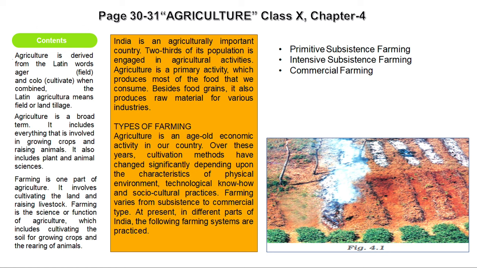Can it be in the northern plain where there is a lot of population density? The answer will be no, because there is a lot of population pressure on that land. So primitive subsistence farming may not be possible there. It will be possible in regions where there is very little population and a vast area of land is available. Like in the northeastern states, like in the state of Arunachal Pradesh, where jhumming is practiced, slash and burn.